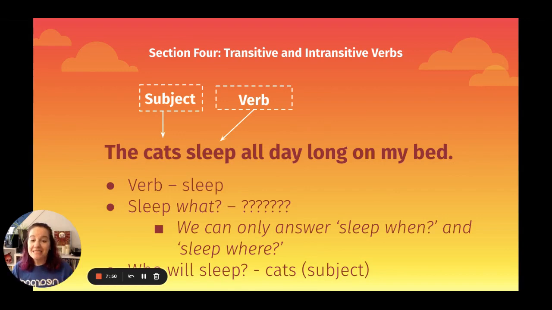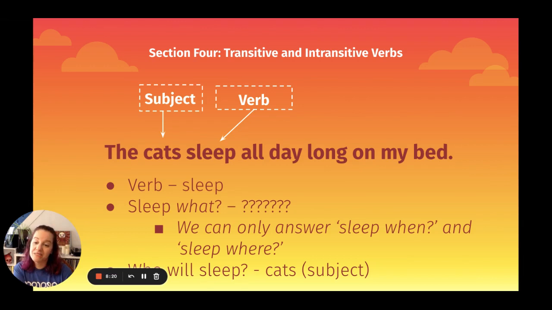So if we look at the cat sleep all day long on my bed, we've got our subject cats and our verb sleep. We cannot answer sleep what or sleep whom. We can only answer when they do it, which is all day long, and where, which is on my bed. And I will give you a little hint for those of you that are actually watching this video and not just copying notes from the slide. Sleep is always an intransitive verb. You cannot sleep what, you cannot sleep whom. You can only sleep when, where, how.